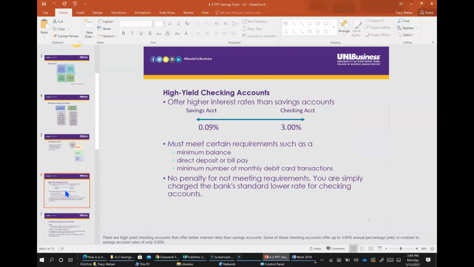There are high-yield checking accounts that offer better interest rates than savings accounts. Some of these checking accounts offer up to 3% annual percentage yield, in contrast to savings account rates of only 0.09%. To obtain the higher interest rates, customers typically have to meet certain requirements, such as a minimum balance, establishing direct deposit or bill pay, or conducting a minimum number of monthly debit card transactions. If account holders fail to meet the requirements for receiving the higher rates, there's usually no penalty. They are simply charged the bank's standard lower rate for checking accounts.